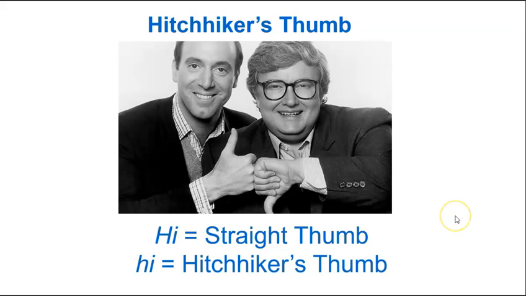Another trait would be a hitchhiker's thumb. So if you take a look at your thumb, if you have a straight thumb that sticks up straight, the dominant allele would be a capital letter H followed by a lowercase i. And then the hitchhiker's thumb, where if you point your thumb up, it looks like you're hitchhiking. So that would be, of course, the lowercase hi.